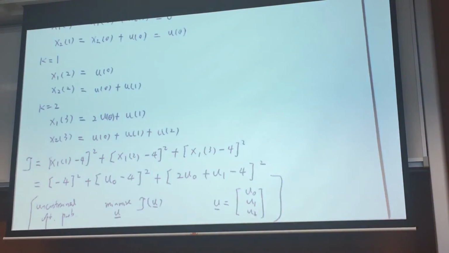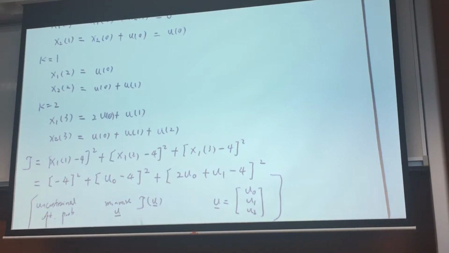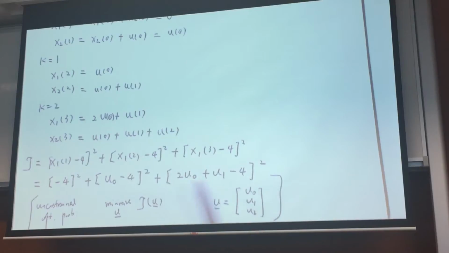So we use the update equation in order to change the cost function into the standard format. Once we have the standard format, the solution to this one will be quite straightforward.